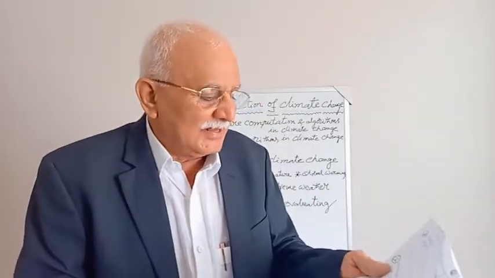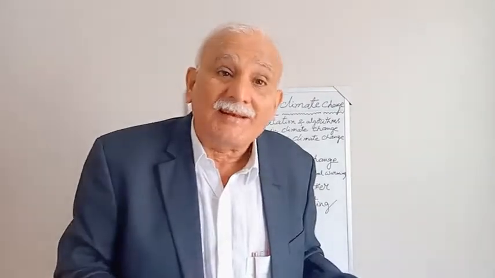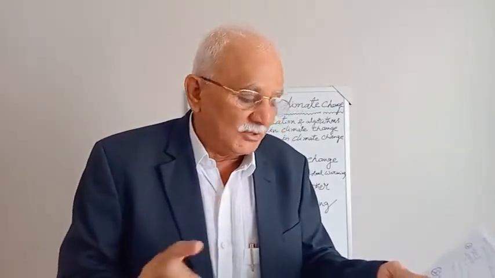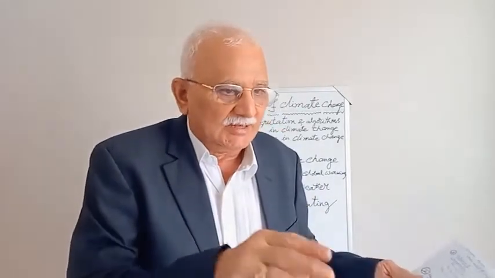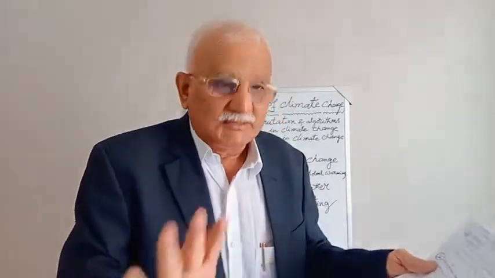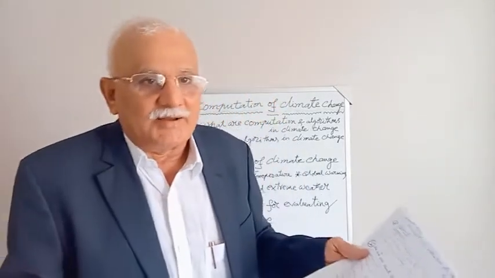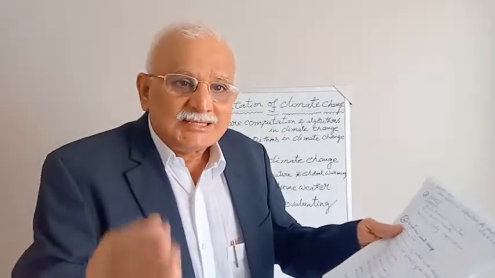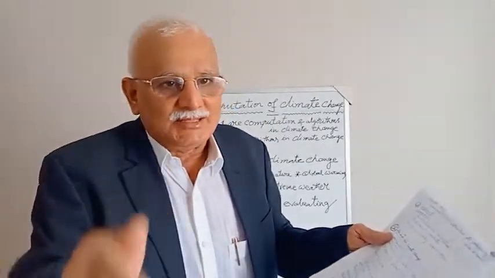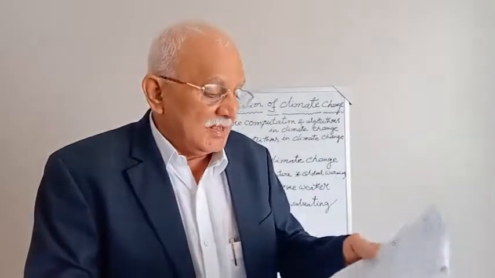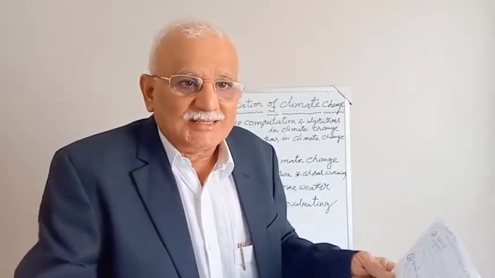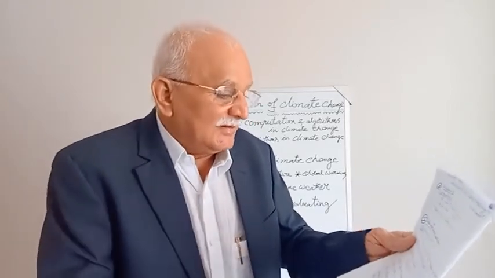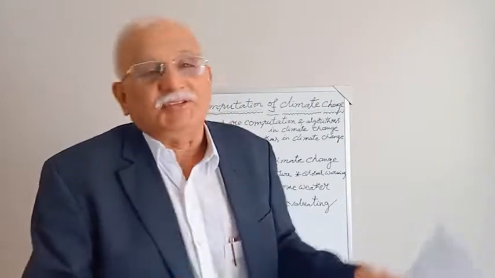Just very simple derivation. The IPCC, the Intergovernmental Panel on Climate Change, uses this equation. What is the equation? Please all of you write: delta F is equal to 5.35 ln C by C0. The simplest equation. What is delta F? What is C? What is C0? That I will tell. What is 5.35? Everything I will tell. Now, this equation gives the increase in the heat flux density.